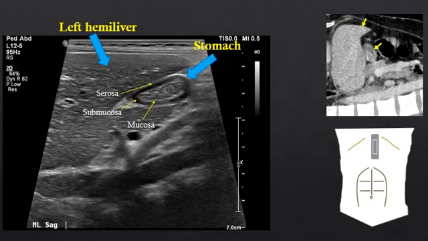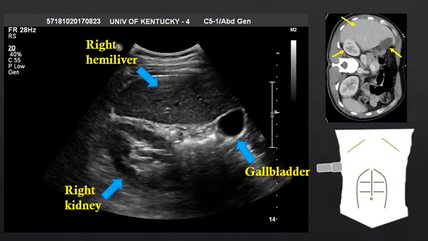This three-layered wall is characteristic of all bowel structures within the abdomen on ultrasound. If we want to compare that to the gallbladder, we see the gallbladder here on the right-hand side of our screen. The gallbladder has a single-layer hyperechoic wall.